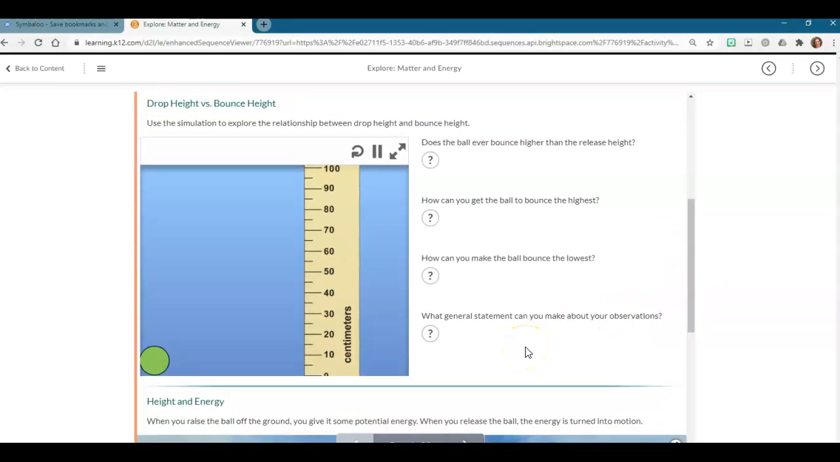Okay, drop height versus bounce height. So if we're looking again at the simulation, we're going to check that out and see what we can observe about the height it is dropped from and the height it bounces. So you may have to watch this a couple of times. Okay, if you're looking at it, pay attention to where it drops from. It's kind of hard to see. It doesn't seem to go all the way to the top, right? It may be 70 or 80 centimeters. It's hard to tell.